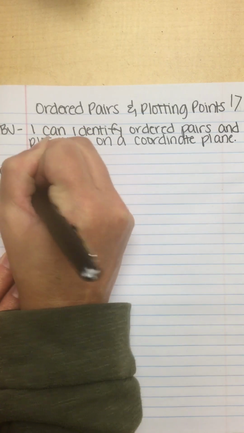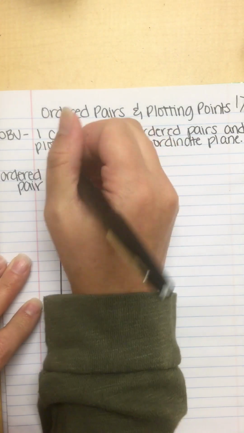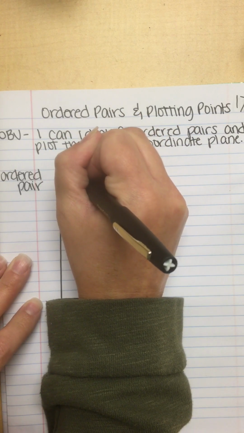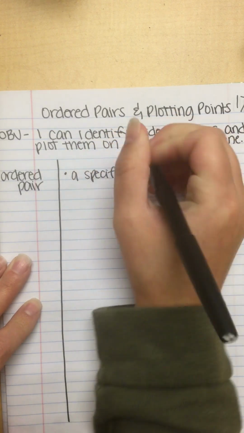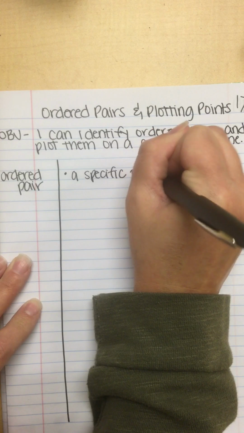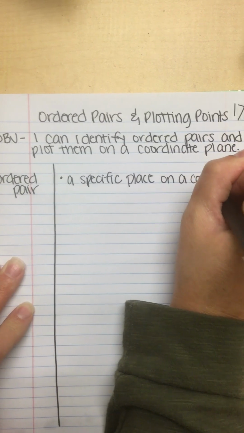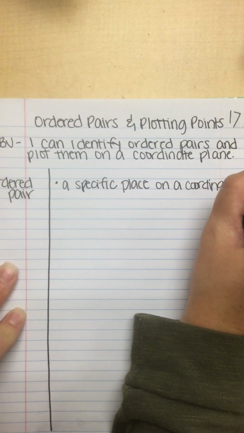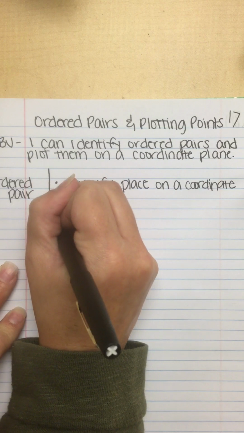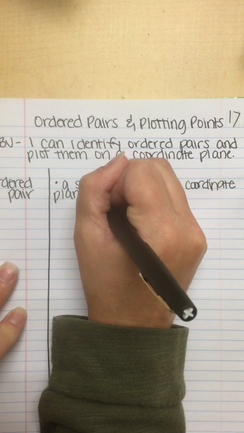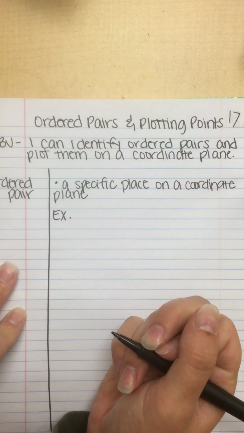what an ordered pair is. And an ordered pair is a specific place on a coordinate plane, and then down here I'm going to put an example of what it looks like.